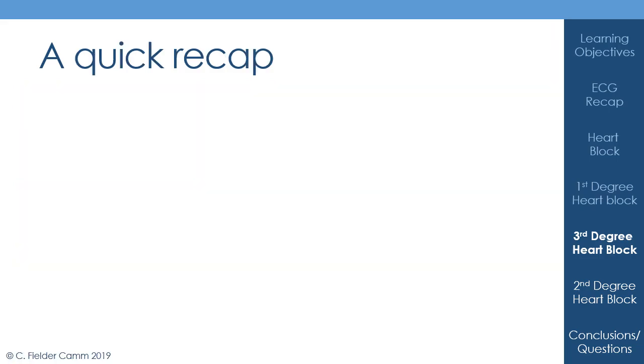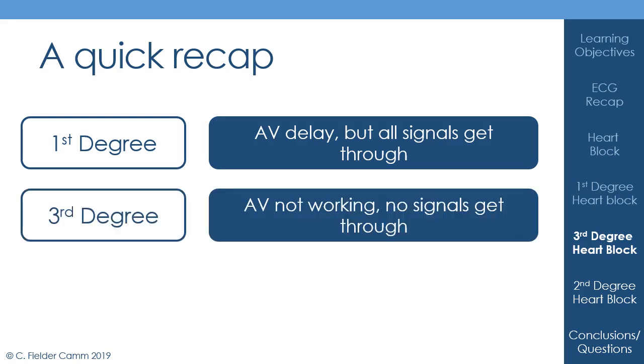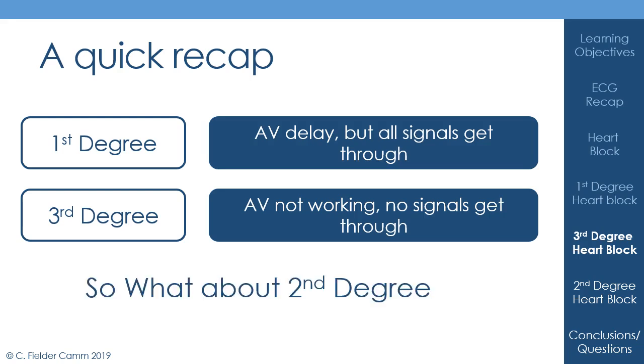Okay. So let's just do a quick recap on where we are at the moment. So we've got first degree heart block, which is where there's a delay in the AV node, but all the signals do get through. So each P wave leads to a QRS complex. And you've got third degree heart block, where the connection between the atrium and the ventricles, either in the AV node or just below it, is not working, and so no signals get through. So what about second degree heart block?